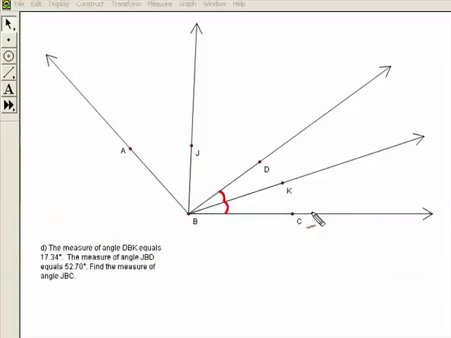It says the measure of angle DBK equals 17.34 degrees, and then the measure of angle JBD equals 52.7. Find the measure of angle JBC. So we know this right here, DBK is 17.34. Now those curve marks are telling us that those two angles are congruent. So BK must be an angle bisector. We can assume that's what those tick marks are telling us, is that those two angles are congruent. And so we would say 17.34 as well right there.